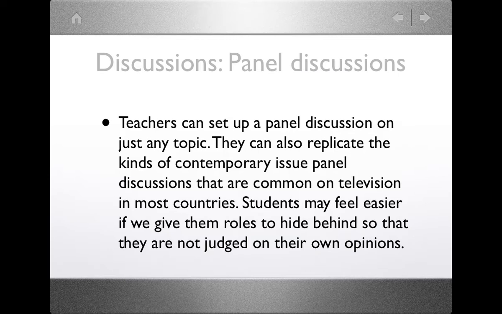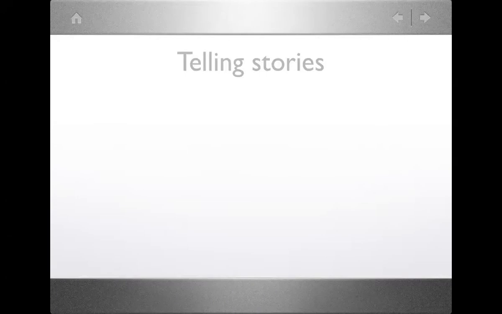Students may feel easier if we give them roles to hide behind so that they are not judged on their own opinions. So they do a simulation or role play of any famous TV program that you know. Now one is going to be Faisal Qasim, another one is going to play the role of X and Y. We should be neutral. They are going to hide in these roles, because usually when people are in roles, they tend to be discreet. That's the point here: students may feel easier with roles to hide behind so that they are not judged on their own opinions.